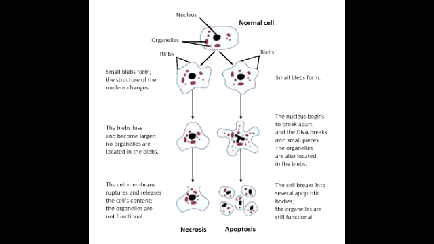What is dry gangrenous necrosis? Dry gangrenous necrosis is an ischemic coagulative gangrenous necrosis. What is wet gangrenous necrosis? Wet gangrenous necrosis is when there is gangrenous necrosis with bacteria.